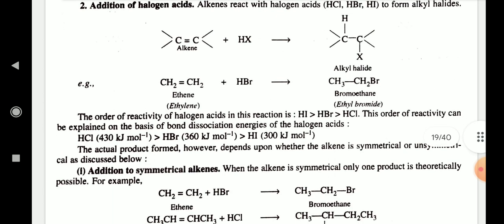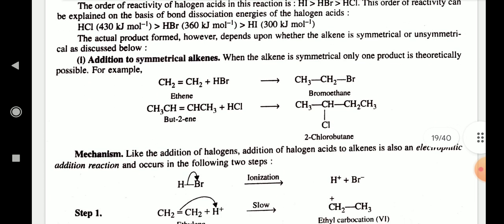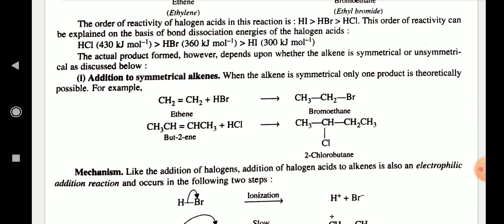Second is addition of halogen acids. Alkenes react with halogen acids HCl, HBr, HI to form alkyl halides. The order of reactivity of halogen acids in the reaction is HI, HBr, HCl. This order of reactivity can be explained on the basis of bond dissociation energies of the halogen acid. The actual product formed, however, depends upon whether the alkene is symmetrical or unsymmetrical.